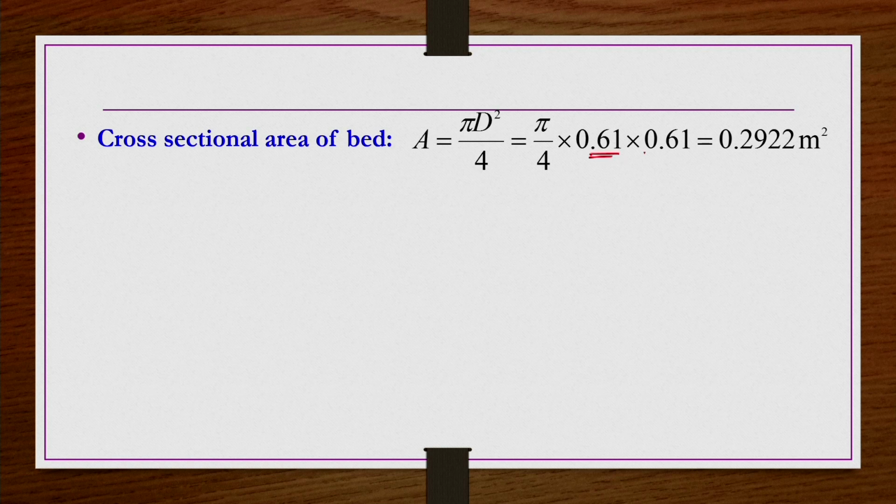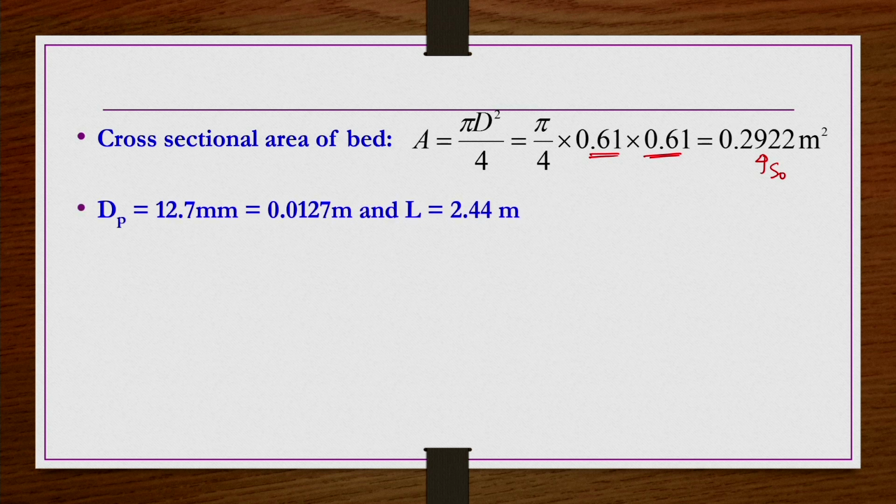Here d is the column diameter, not the particle diameter. The column that has been taken for packing has a diameter of 0.61 meters. So, it has a cross sectional area of 0.2922 meter square. It can also be written as S naught, because in our derivation we have represented it as S naught.